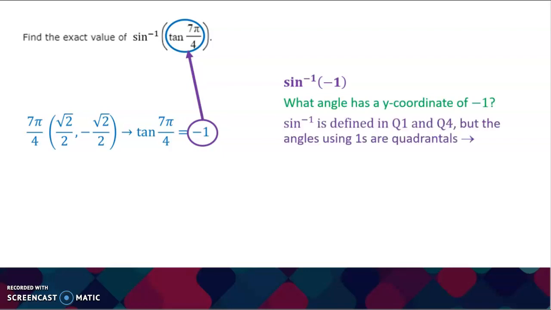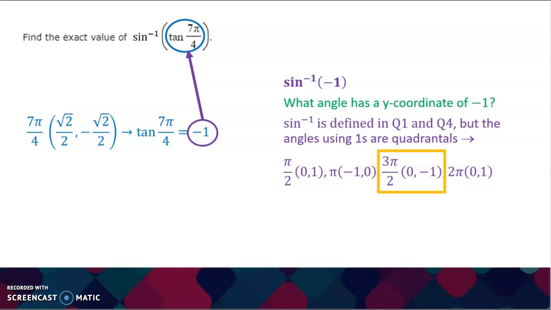Inverse sine is defined in quadrants 1 and 4, but everything that has a 1 as a y coordinate is a quadrantal, right? So there are your quadrantals, pi over 2, pi, 3 pi over 2, and 2 pi, which you could also call 0. So the one that fits the bill that has a y coordinate of -1 is 3 pi over 2. So the inverse sine of -1 is going to be negative pi over 2. Remember, we can't say 3 pi over 2 because to get there we would have to go into the third quadrant, and we can't do that.